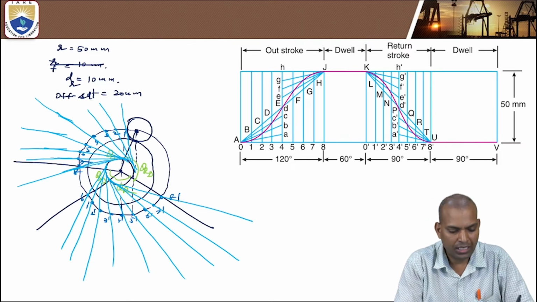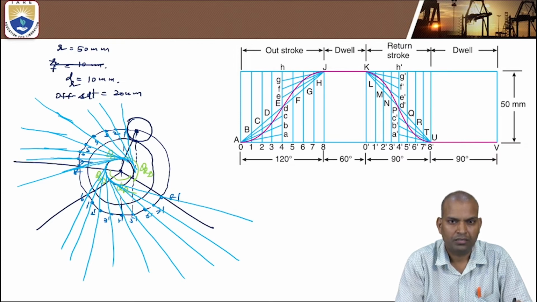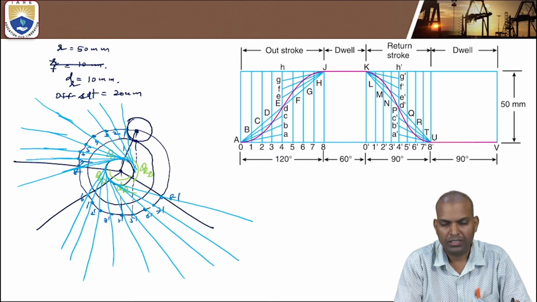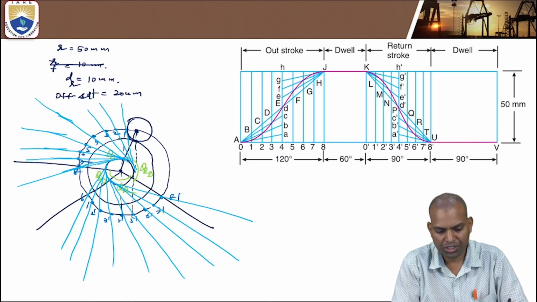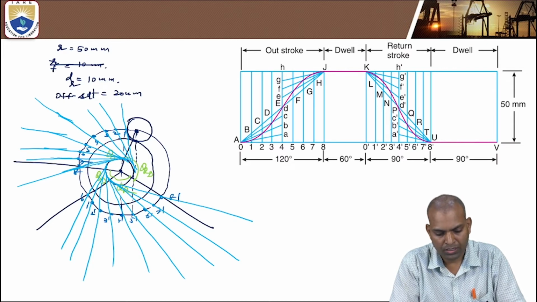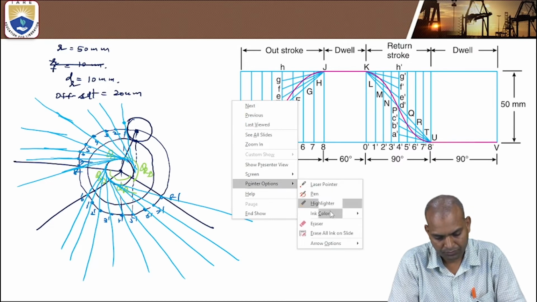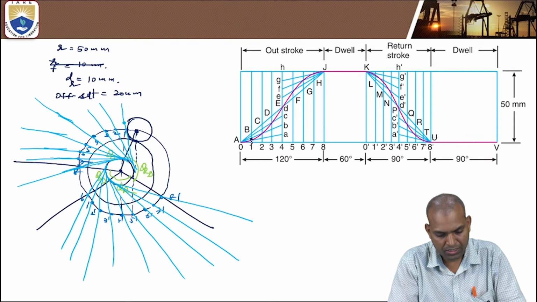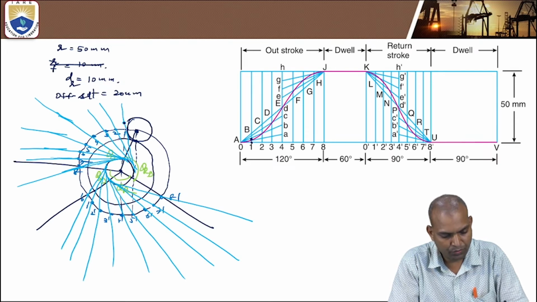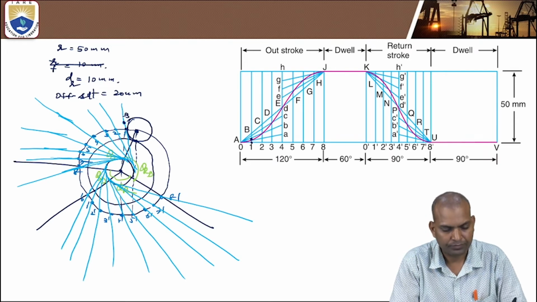On the tangential lines, you mark the displacement of the follower with the angle of rotation. 0 to 1, you mark this distance. This is 1 to point B. This is the distance 1 to B, mark it 1 to B. This is the point B.